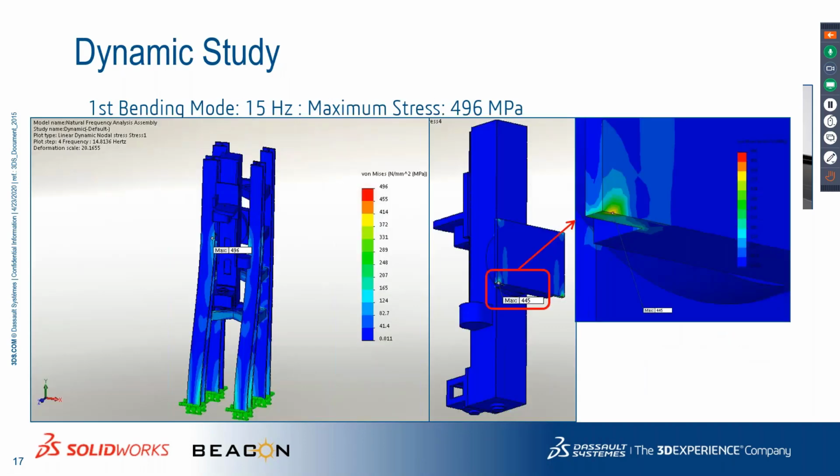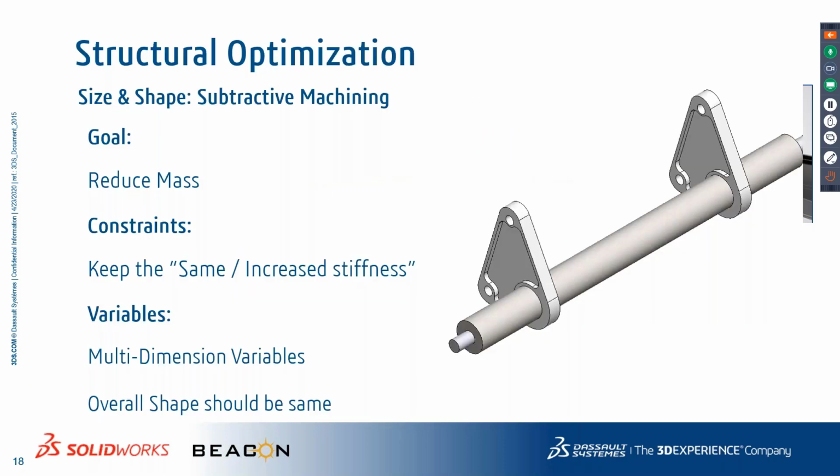And here are some examples on harmonic analysis. You'll be able to see the bending mode. 15 hertz is a bending mode at which the maximum stress is coming to around 500 megapascal. These are basically dynamic stresses, which we also have to take into consideration when our structures are working under a vibration environment. And the last thing which I would like to cover in SolidWorks Simulation is structural optimization. It is very important in terms of keeping the total mass of a product as low as possible without compromising on quality.